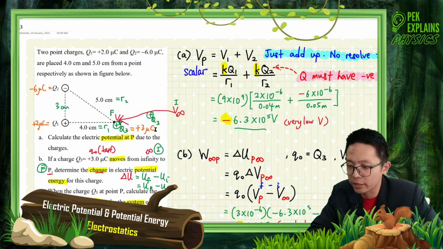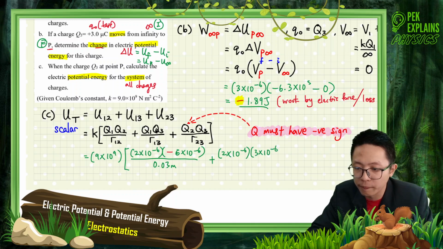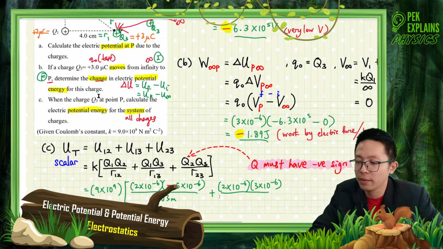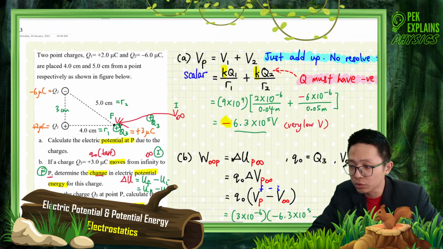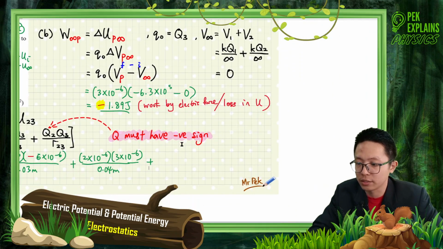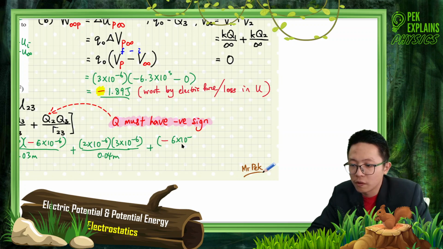Plus Q1 and Q3, which are 2 and 3 microcoulomb. The distance between Q1 and Q3 is 4 cm, which is 0.04 meter. And then plus Q2 and Q3. Q2 is a negative charge, so you must put the negative sign: negative 6 microcoulomb and 3 microcoulomb.